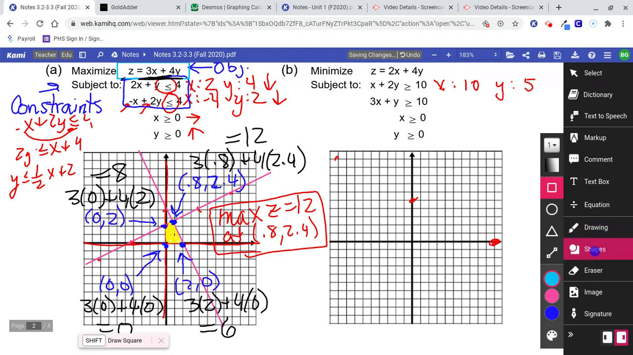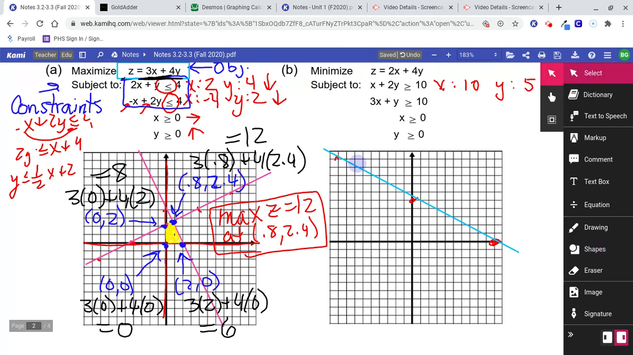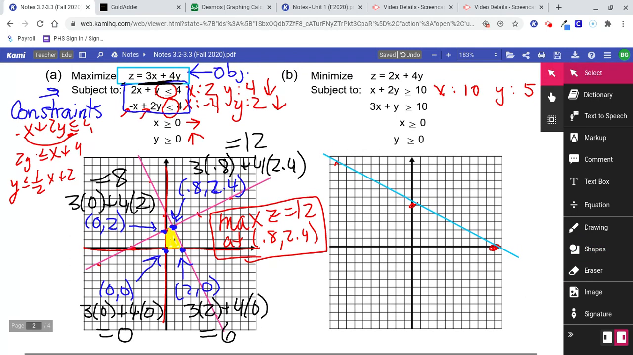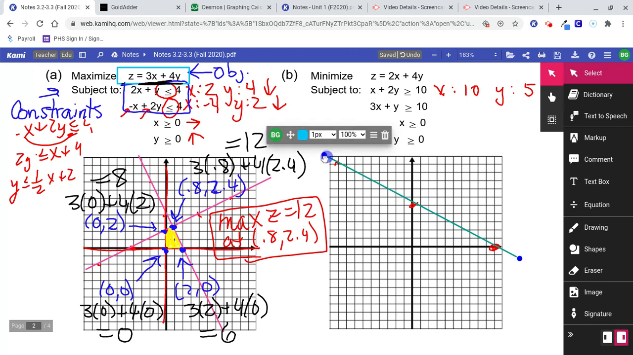Okay, so use your line tool. There we go. That's not very good. Let me see if I can fix that. I don't know if I can fix that or not. Yeah, that's a little better, I guess. Maybe.